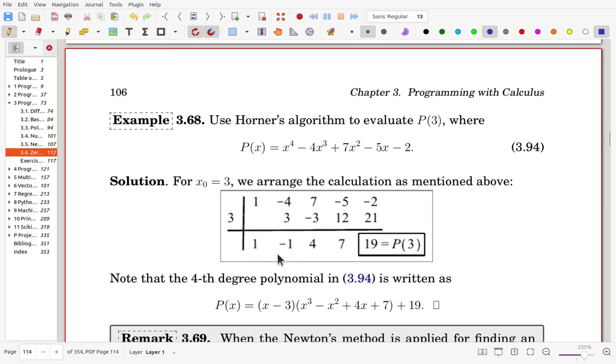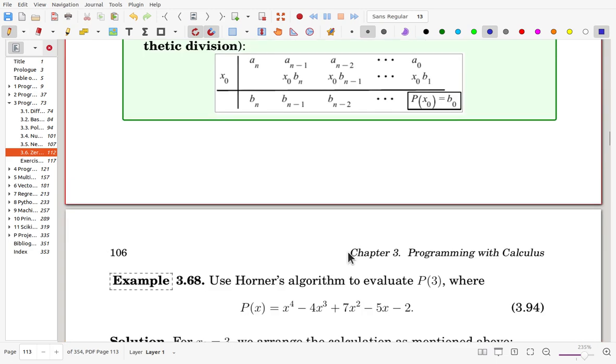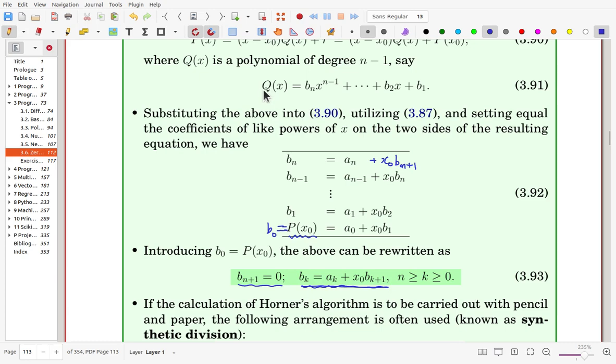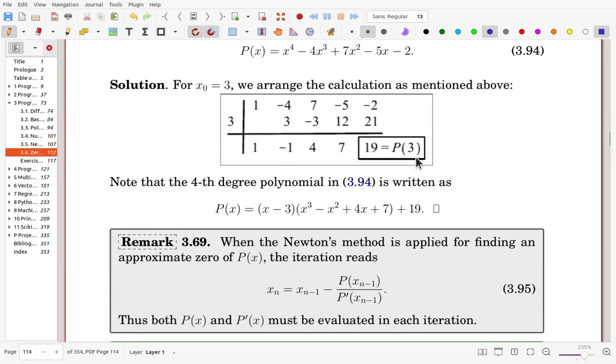And here, these are the coefficients of Q of x. Now the b values are the coefficients of Q of x, so this one is for x cubed, 1, and then minus 1, 4 and 7. So P of x can be written here as x minus 3 times Q of x plus P at 3, which is 19.